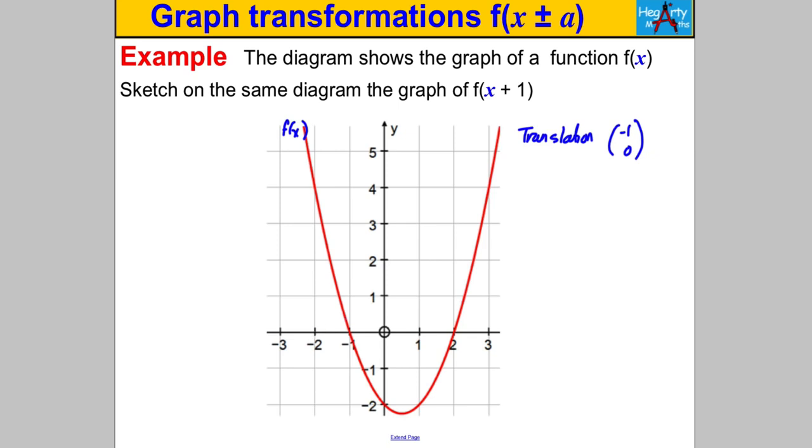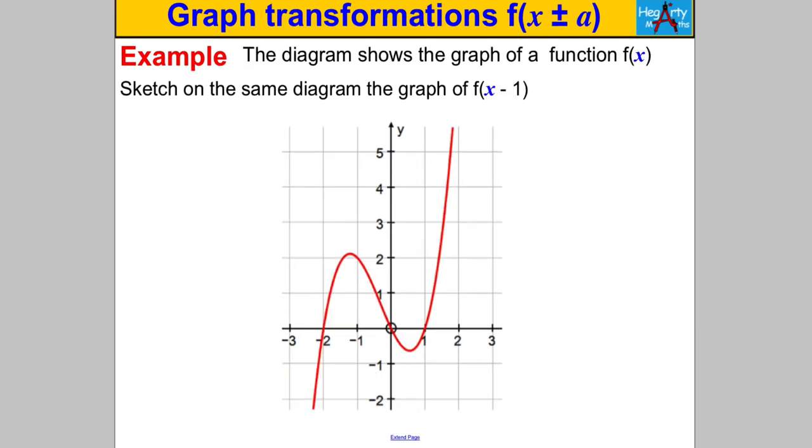This point would therefore move left to here. This point would move left to here. This point would move left to here. This point would move left to here. We've probably got enough points to try and join the dots here. Let's give it a go. And that's a rough outline of our graph f of x add 1, which has been moved 1 unit to the left like that. Let's try another question.